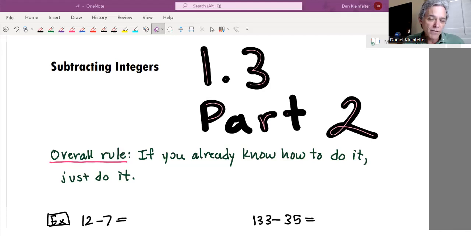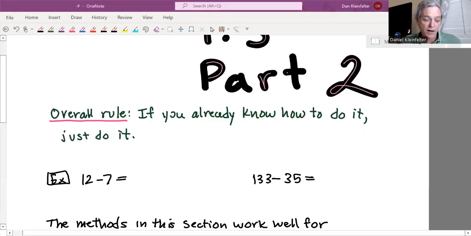There's one rule that goes before that, and that is that if you already know how to do it, then just do it. You don't have to apply any kind of special reasoning to it. You'll see what I mean by that right now. So 12 minus 7, you have probably a variety of ways of figuring this out, and you're going to get 5, right? 12 minus 7 is 5 because 7 plus 5 is 12.